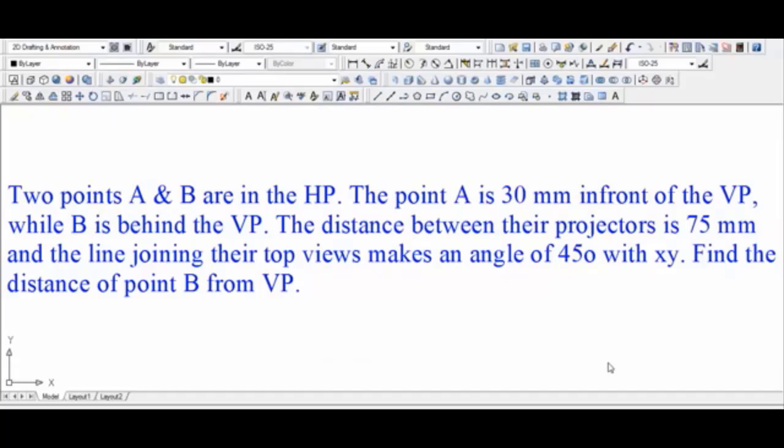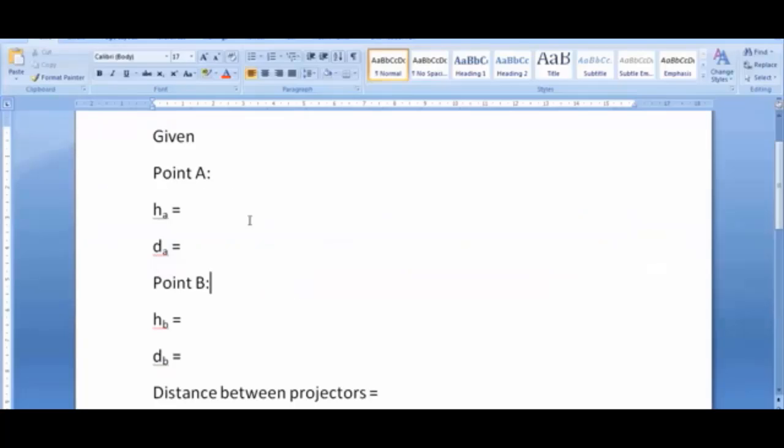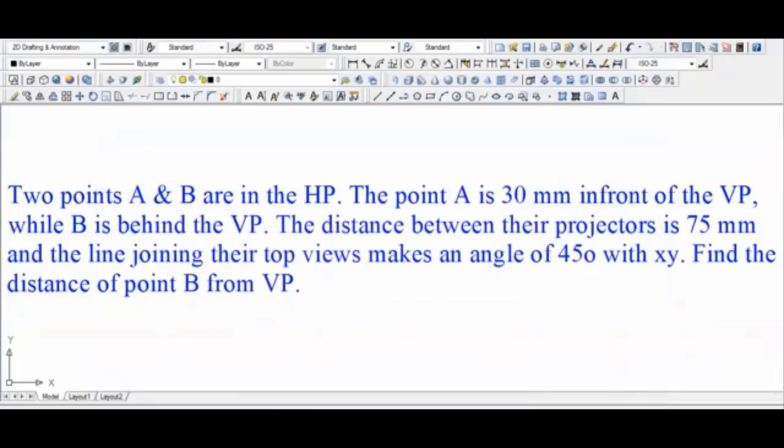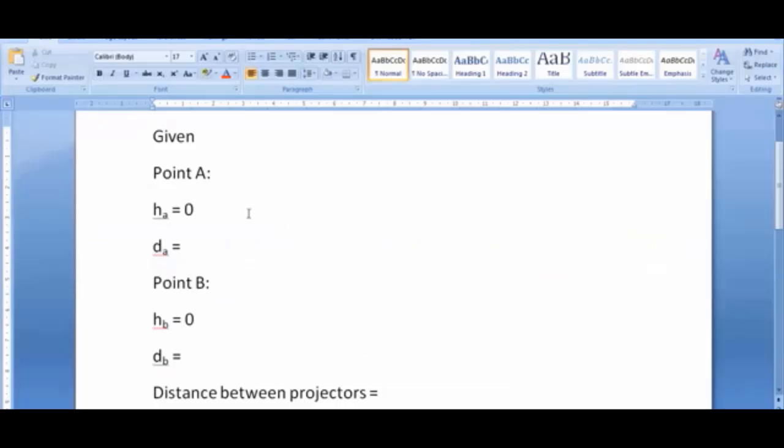Two points A and B are in the HP. This time I'll be writing down the given data simultaneously. There are two points A and B which are in the HP. That means their distances from the horizontal plane are going to be 0. So HA for point A is 0, as well as HB for point B is again 0. The point A is 30 mm in front of VP. So the distance of point A from the vertical plane, in front, is 30 millimeters. And one thing is for sure, point A lies in the first quadrant.